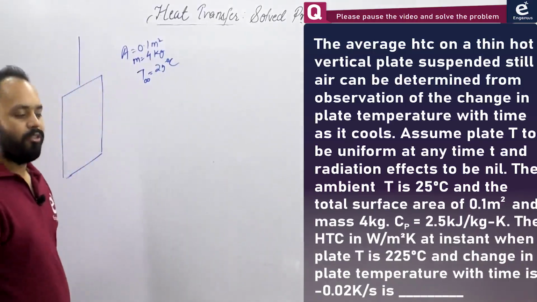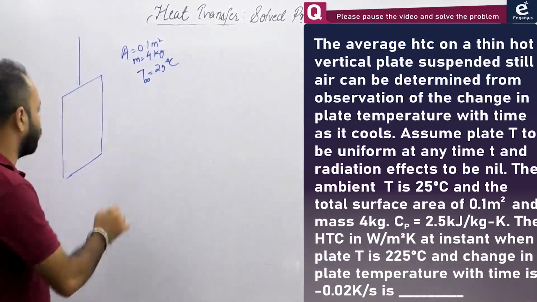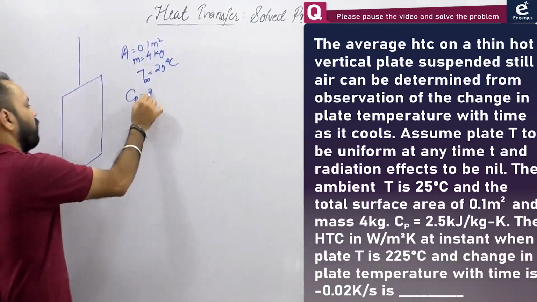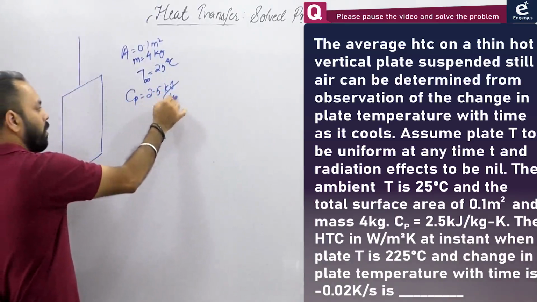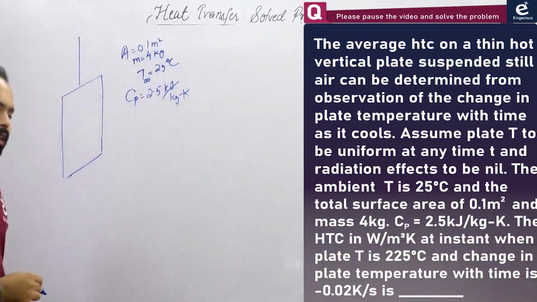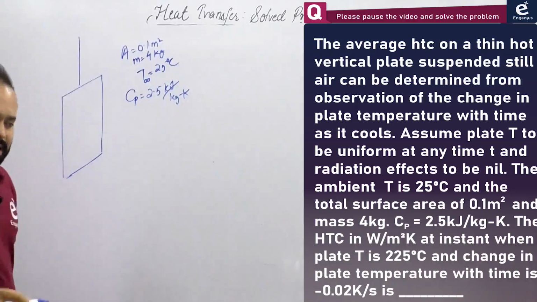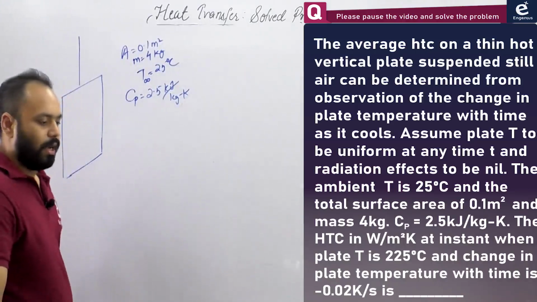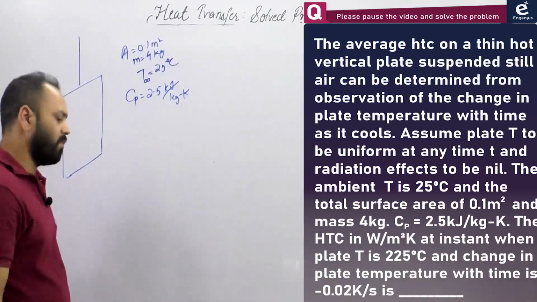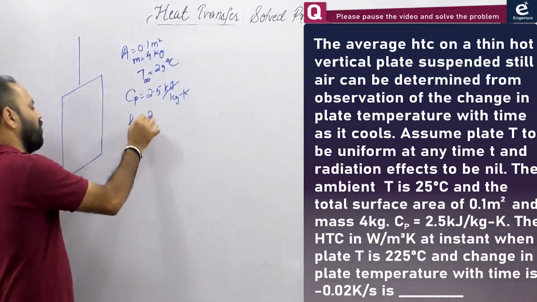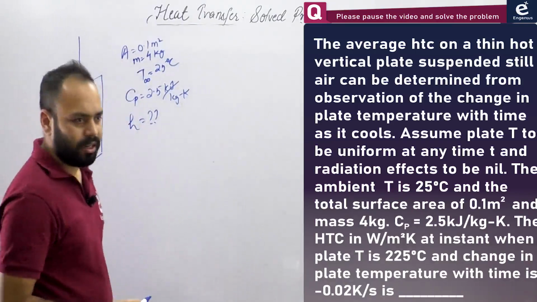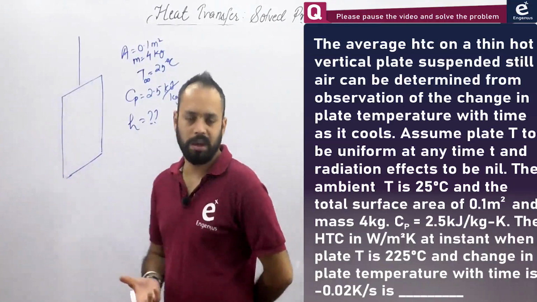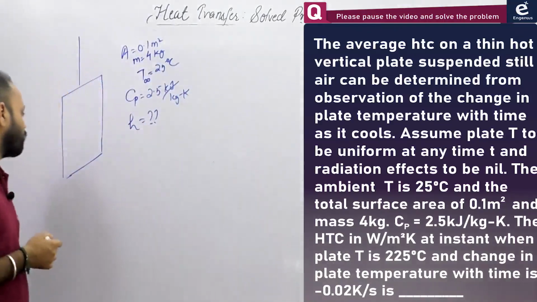and mass is this. The specific heat of the plate material is 2.5 kilojoules, fine. Specific heat Cp is equal to 2.5 kilojoules per kg per Kelvin, correct? Okay, the convective heat transfer coefficient in watt per meter square at the instant when the plate temperature is 225 degrees Celsius and the change in plate temperature with the time, okay, means they are asking the value of H. ये H फाइंड करने का क्वेश्चन है. मैं इसको कन्वेक्शन में भी ले सकता था, बट इट इज ऑल्सो क्वेश्चन ऑफ अनस्टडी स्टेट हीट ट्रांसफर. And in unsteady state heat transfer, we have the role of both conduction and convection. That is why we are discussing here this problem.